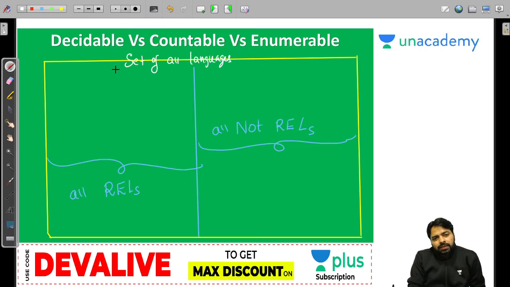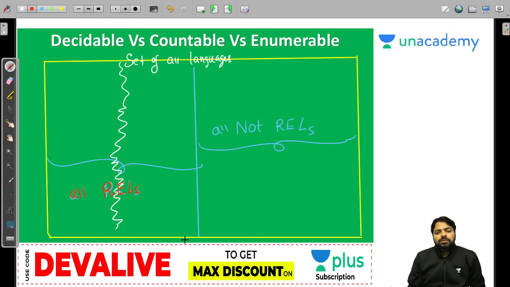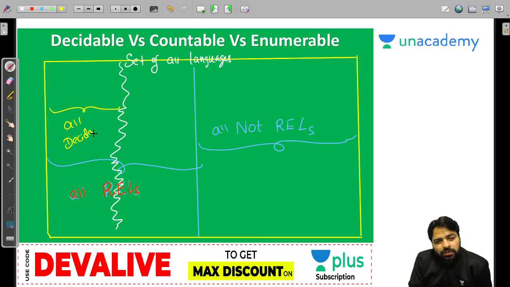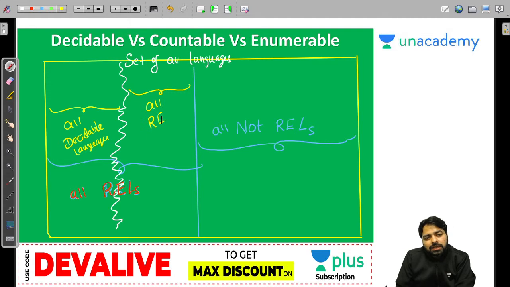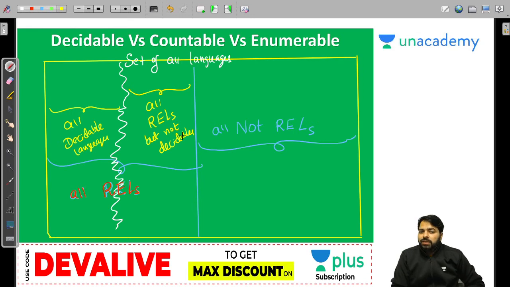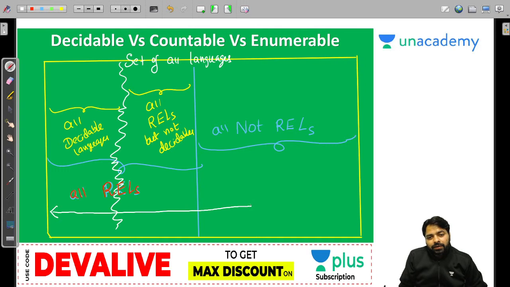Now here we have some specific set. These are all decidable languages. Now which one is countable? We know this relation. From here to here, all RELs but not decidable, or not recursive. Now where is countable? That is so interesting here. Look at from here to here. This is going to be the countable sets.